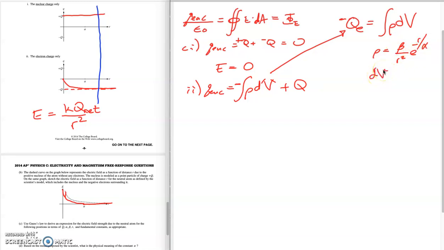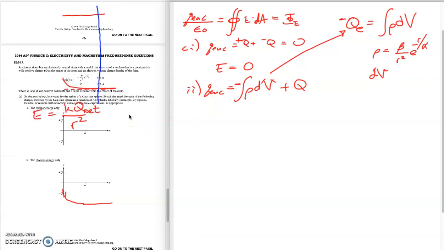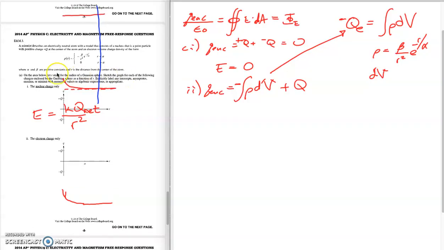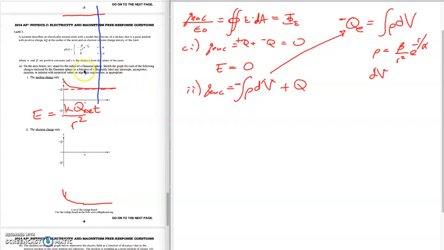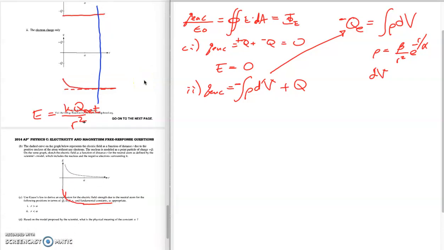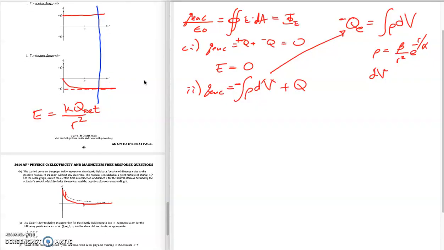And they told us that it is spherical. Did they tell us? They had to have told us that it was spherical. Where is it? Point particle. There's at the center. Distance from the center. They do say Gaussian sphere. So they've told us that we're using a sphere here. So by telling us that we're using a sphere, and let's get this back in the right place.